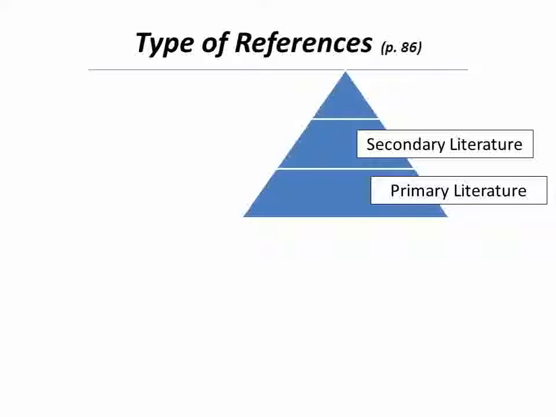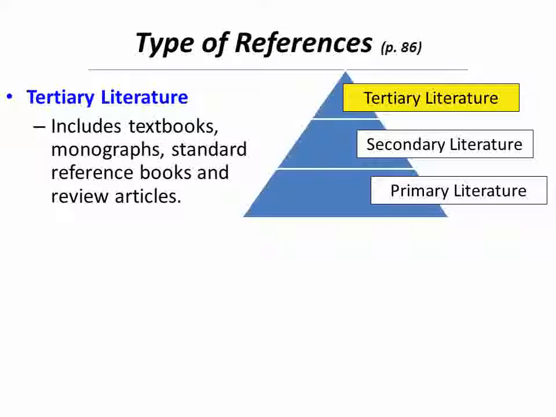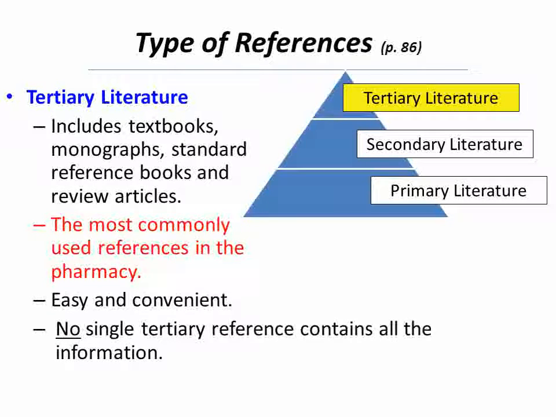So the next type of literature is the one we are most concerned with as pharmacy technicians, and that's called tertiary literature. That includes textbooks, like the textbook you're using for your class, drug monographs, standard reference books, and review articles. Tertiary literature is the most commonly used reference in a real pharmacy setting, and that's because it's easy and convenient to use. Unfortunately, however, there is not one single lone tertiary book that tells us everything we need to know about drugs or pharmacy.